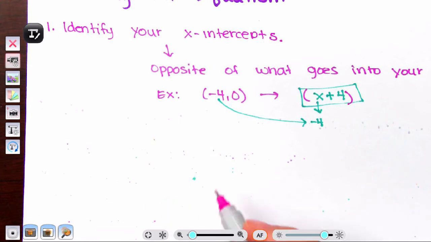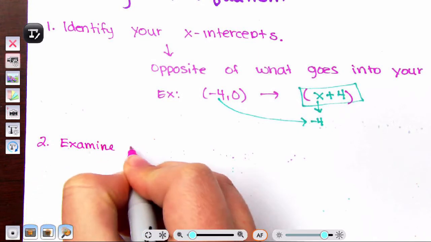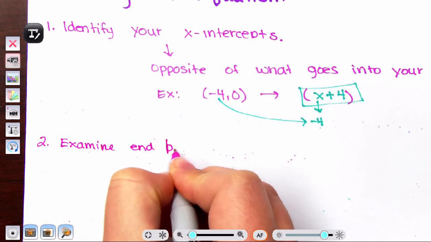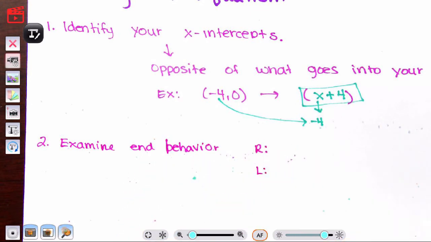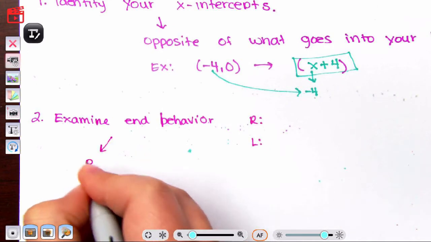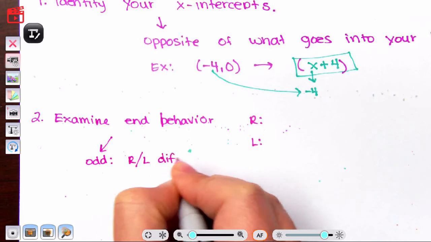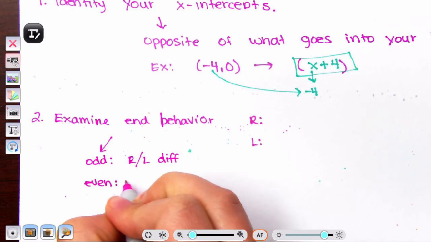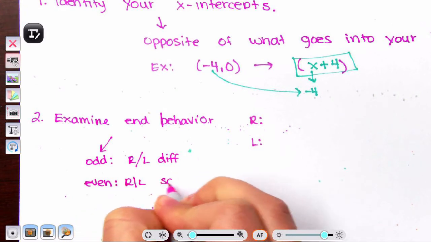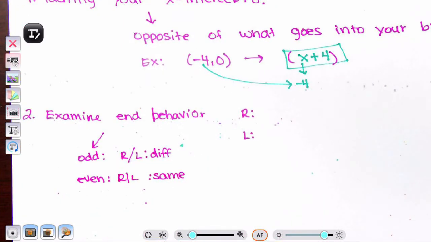Step number 2, examine the end behavior. So what's happening on the right-hand side? What's happening on the left-hand side? Again, if it is odd, the right-hand and left-hand side will be different. And if it's even, you're going to have your right-hand and left-hand side the same. Now, the leading coefficient tells you if it's going to be up or down, if it's going to be an increasing function or a decreasing function.